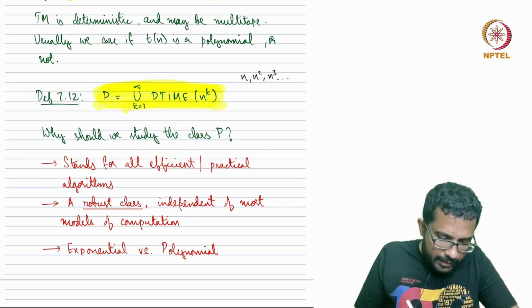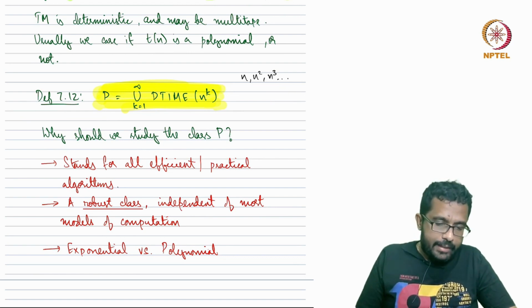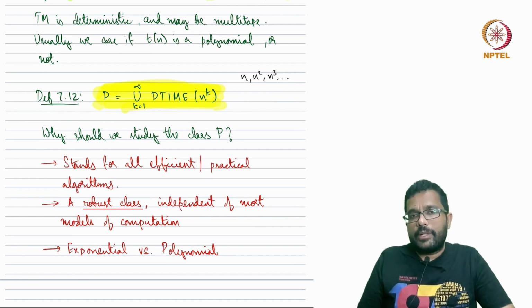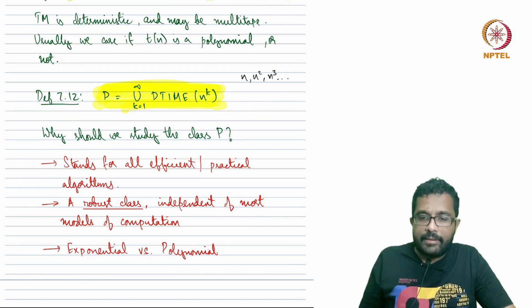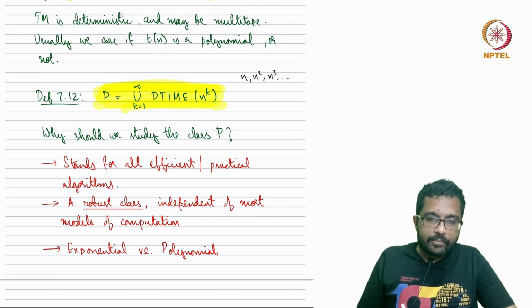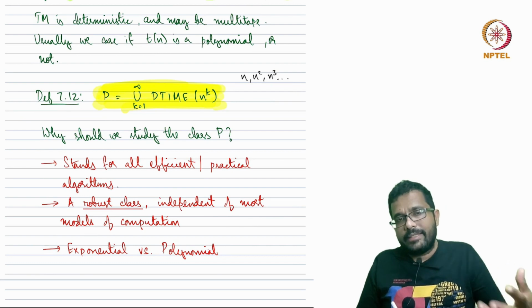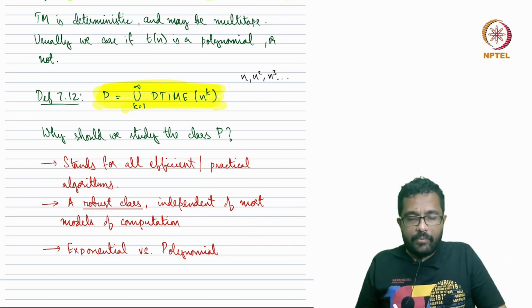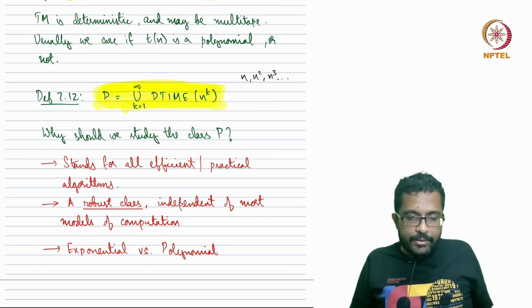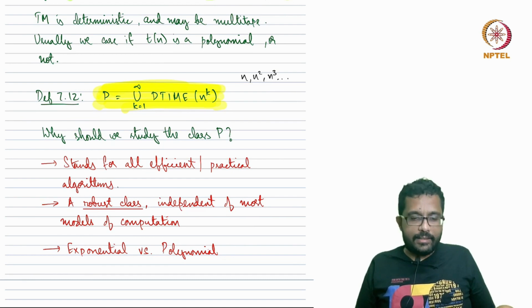The next thing is that it's a robust class, in the sense that, as I already said about multi-tape, if you have a slightly different model of computation, maybe without multi-tape, even then the definition does not change, right? Small variations in the model of computation don't really change it. So in that sense, P is a fairly robust complexity class.